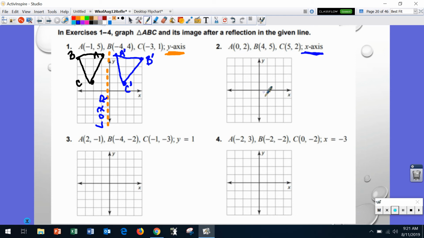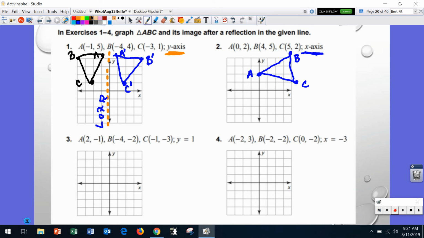So 0 and 2. This is x, this is y. So 1, 2, 0, 2. And then 4 and 5. 1, 2, 3, 4. And I need a space, so I'm going to put 5 here. This is A. This is B, and then C is 5, 1, 2, 3, 4, and I need one more extra space, 5 and up 2. That will make that C. Connect those dots. And there we go.